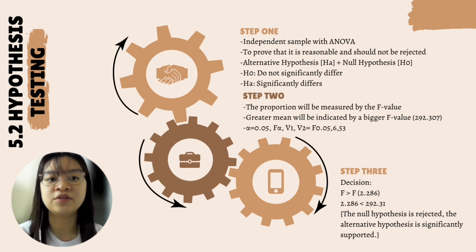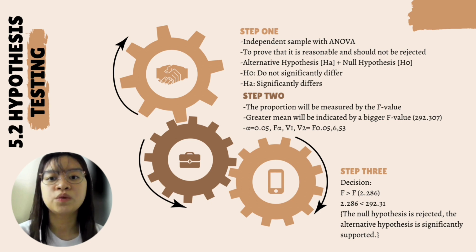In the next step, we will be using alpha equals 0.05, in which the level of significance will be the F value is greater than the F alpha. Variance 1, variance 2 equals F 0.05, 6, and 53. Lastly, the decision that we had is the F value is greater than the proportion. To be exact, the F value is 292.31, which is greater than 2.286.